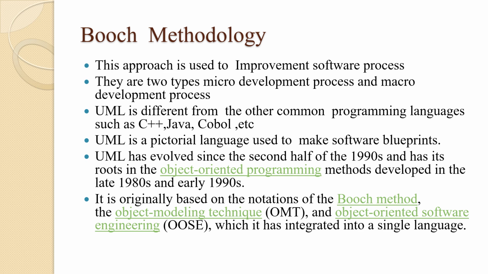In software, when people start new projects, they definitely need a blueprint of the software. So what the requirements are and what the design will be, they refer to that and then implement the software applications. This is involved in UML. UML has existed since the 1990s; object-oriented programming methods were also developed in the 1980s and earlier. It is originally based on the notations of the Booch method, the object modeling technique and object-oriented software engineering, integrated into a single language.